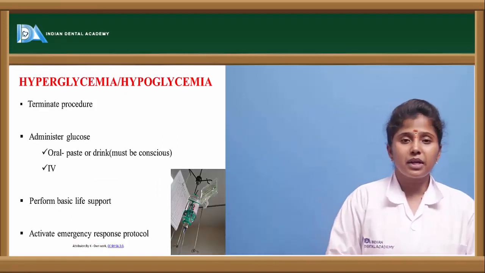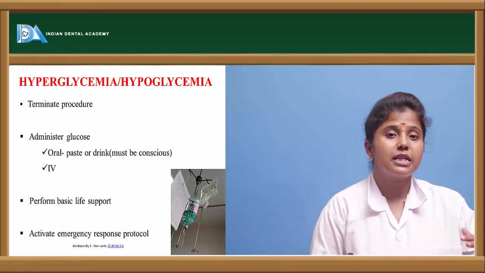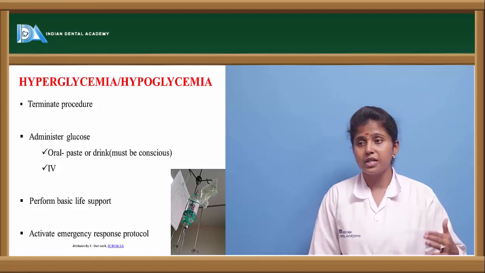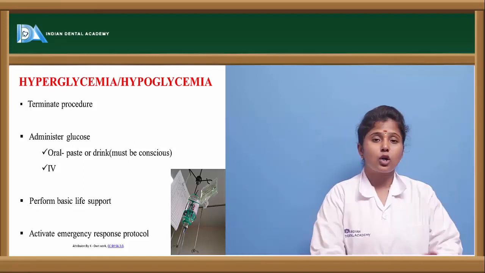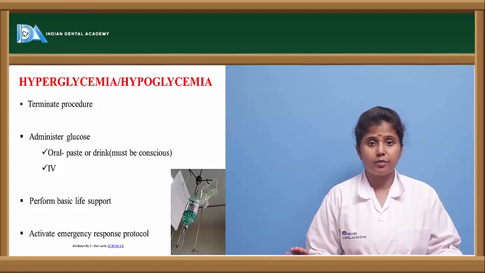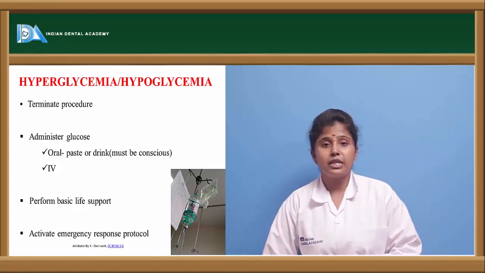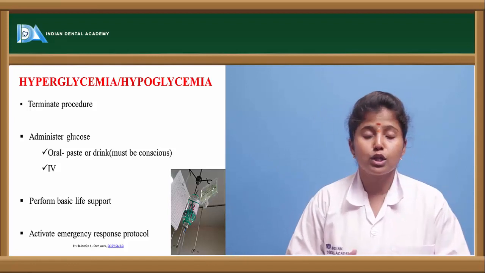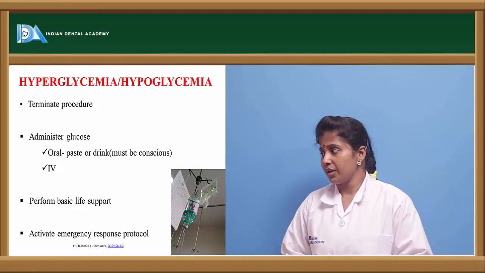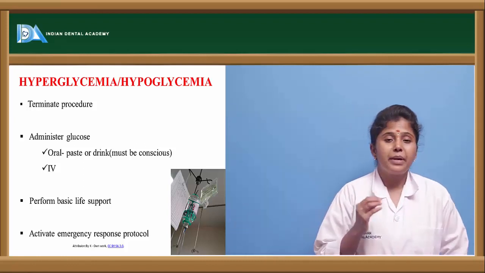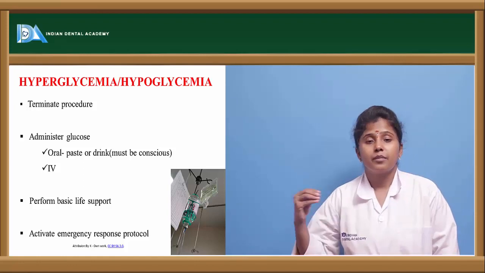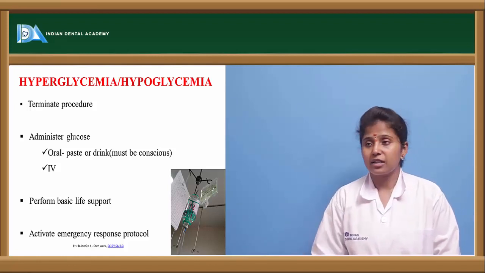The other one is hyperglycemia or hypoglycemia. If there are elevated blood glucose levels or decreased blood glucose levels, first we need to stop the procedure. We should not give any type of dental therapy for that particular patient, and we need to administer glucose. This glucose can be administered either orally or as an IV infusion, and we need to give basic life support for the person, and immediately the person should be moved to medical emergency care as soon as possible.